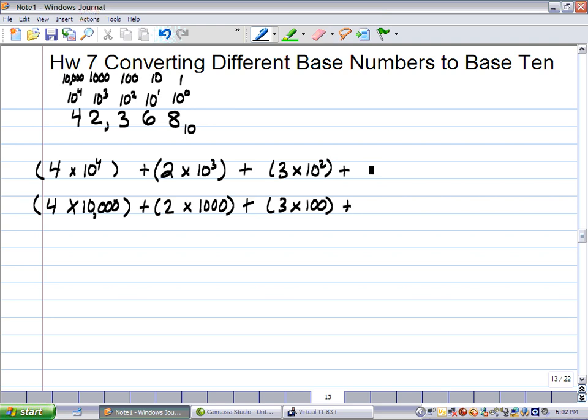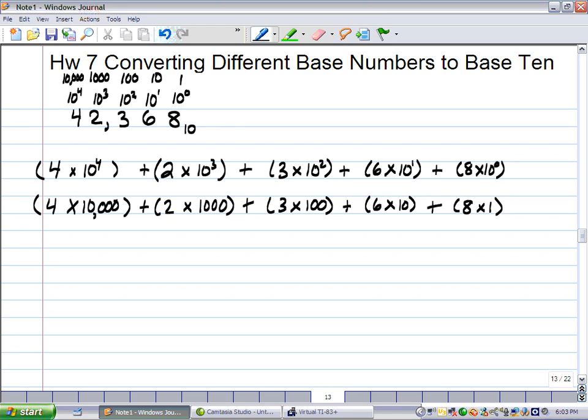And we're going to go to the next one. 6 times 10 to the 1, or 6 times 10. And then the last one, 8 times 10 to the 0, or 8 times 1. And if we add all those numbers together, we get our base 10 answer, which is 42,368. So we're not really doing any converting in this example. We're just showing how a base 10 number adds up by its place values.